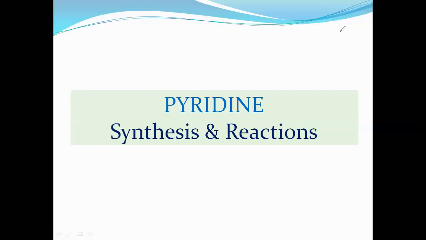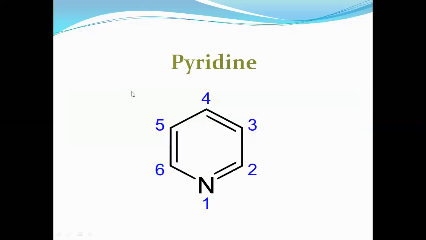Hello students, in this tutorial we are going to discuss the synthesis and the reactions of pyridine. Pyridine is a six-membered heterocyclic compound with nitrogen as the heteroatom. The numbering of the ring members starts from nitrogen in the counterclockwise direction, like this: nitrogen is the first number, and this is C2, C3, C4, C5 and C6. This is the numbering.